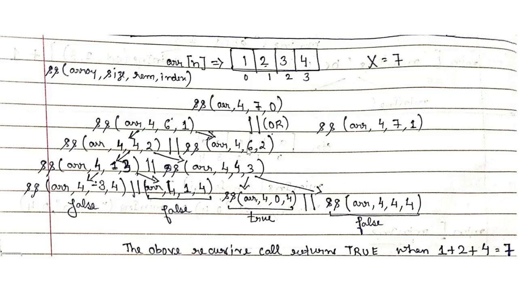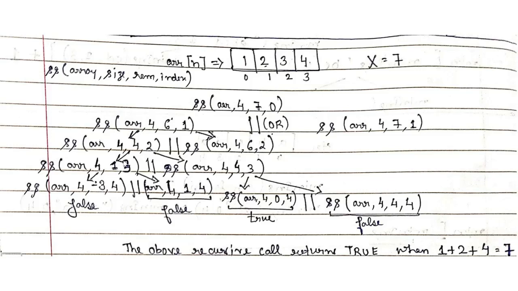Now I sent 6 over here. Now what does this subproblem say? This subproblem says, just tell me from starting index 2 to the end of the array, can I have a subset sum of 6 or not? So coming on to this branch, what do we say? From starting index 2 to the end of the array, just tell me, can I have a subset sum of 4 or not?